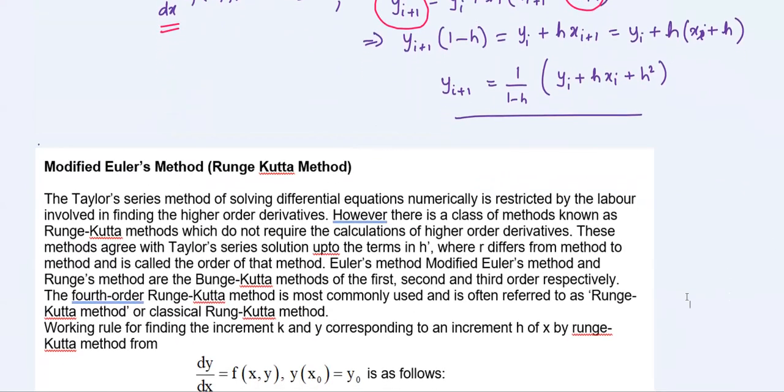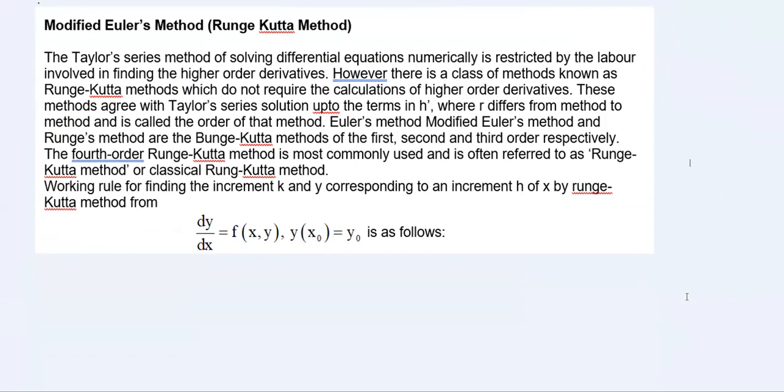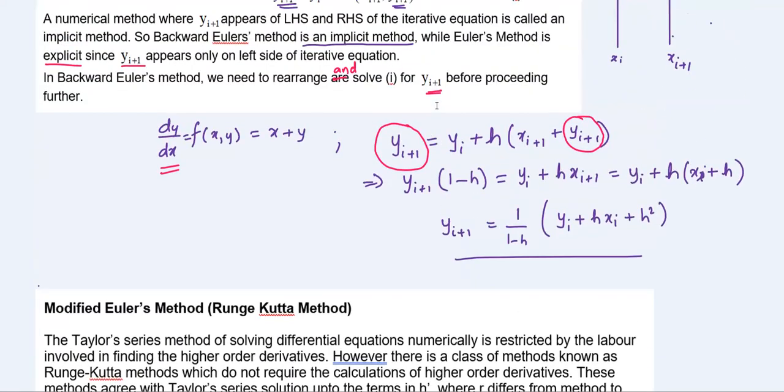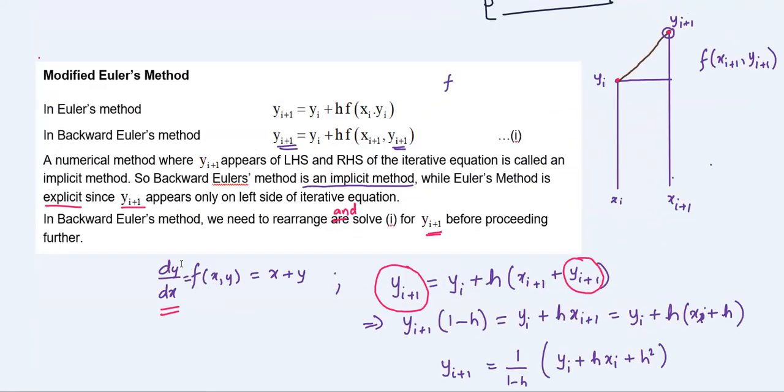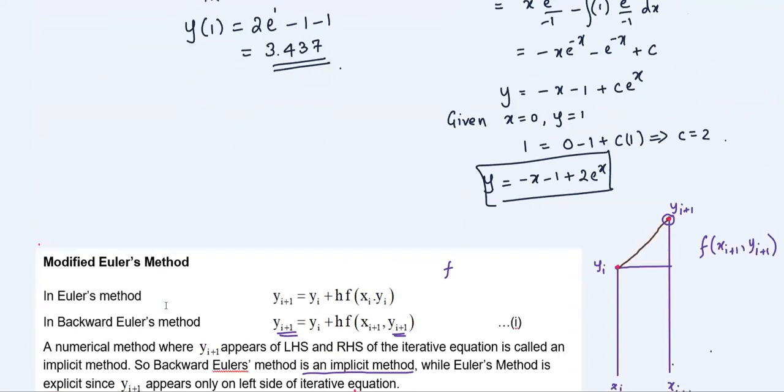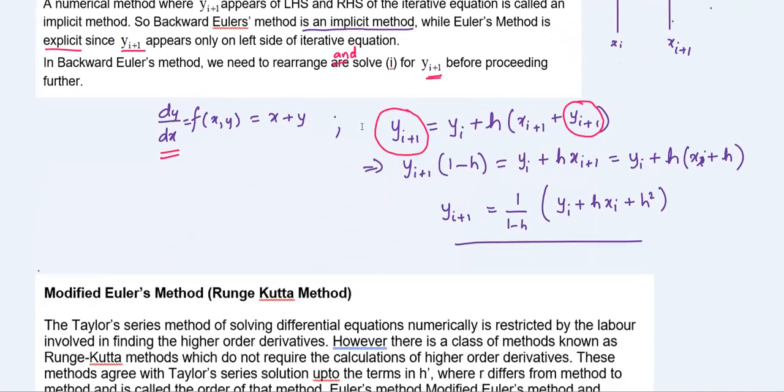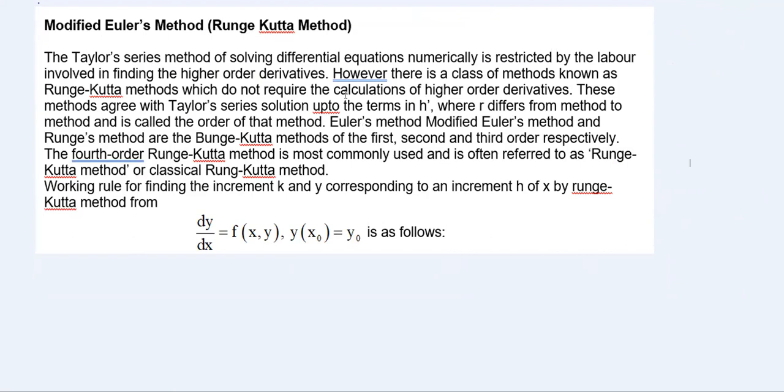So the Taylor series method of solving differential equations numerically is restricted by the labor involved in finding higher order derivatives. However, there's a class of methods known as Runge-Kutta methods which do not require the calculation of higher order derivatives. These methods agree with the Taylor series solution up to n terms. We didn't go by the Taylor series method. In the Taylor series method, what we do is, to find dy by dx, we write a Taylor series and do an approximation. That will have its own issues.